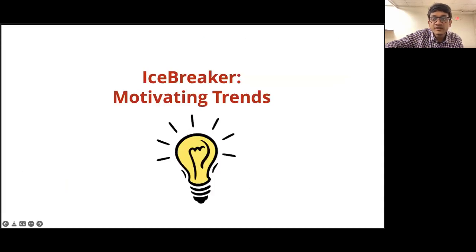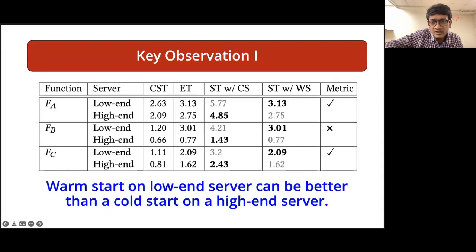So let us see some trends which motivate us to design IceBreaker. First, the question to ask is whether a warm start on a low-end server is better than a cold start on a high-end server. With our experimentation, we found that it is true for most of the serverless functions. For about 60% of the serverless functions, a warm start on a low-end server is better than a cold start on a high-end server. This motivates that introducing heterogeneity by having low-end servers might be beneficial for the reduction of both service time and serverless keep alive cost.